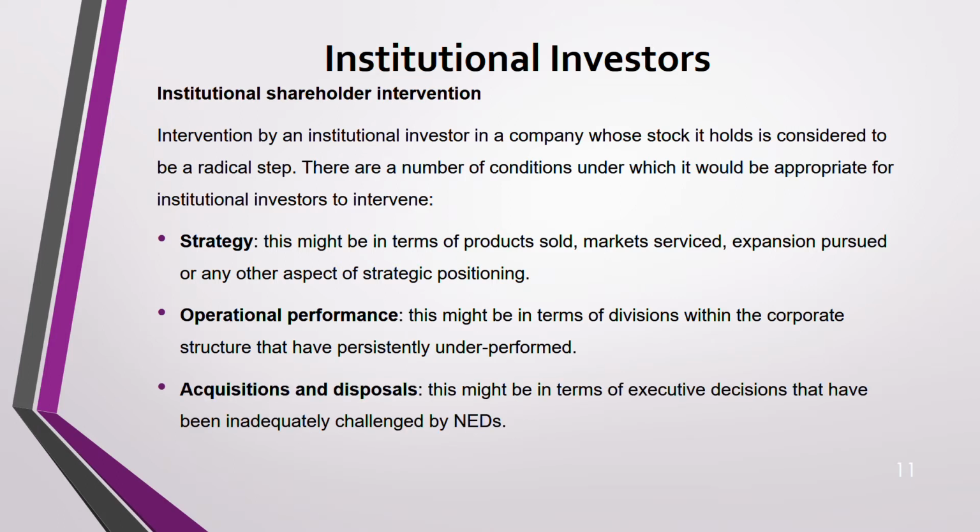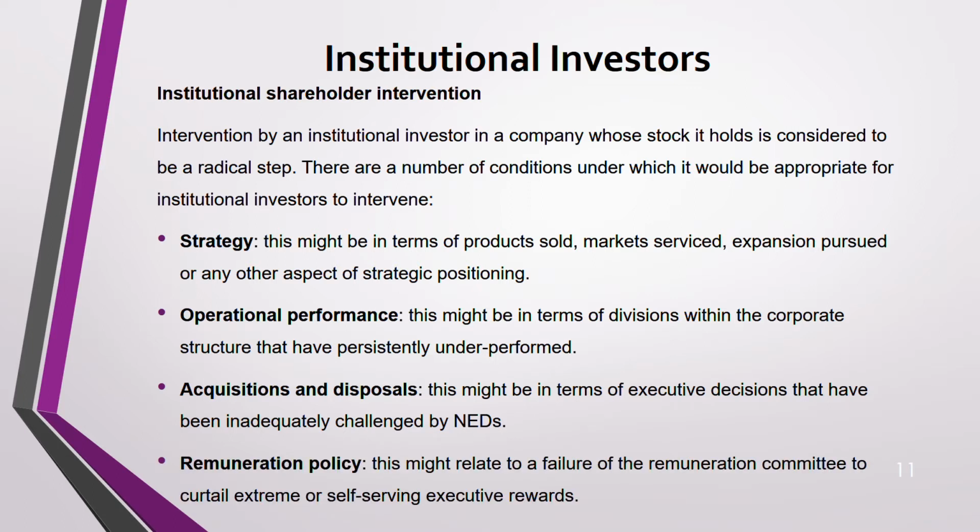Third, acquisition and disposal. This might be in terms of executive decisions that have been individually challenged by a non-executive director. Maybe the board of directors feels that they have to go through an acquisition, but the non-executive director feels that they should not. It's not good for the company. Their institutional investor should come and intervene. Okay. Remuneration policy. Where remuneration policy is failing. They are failing to set up a proper remuneration system or package for the executive director. Okay. Then institutional investors will come and play a role there.